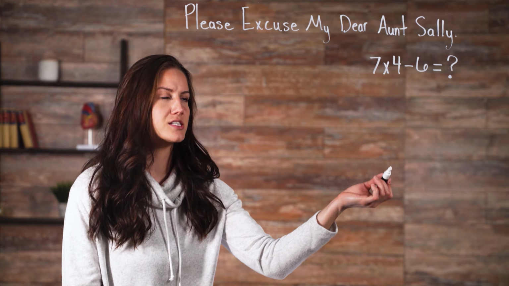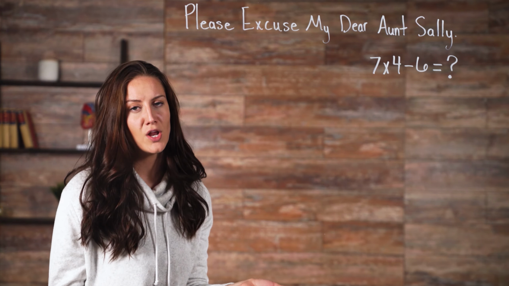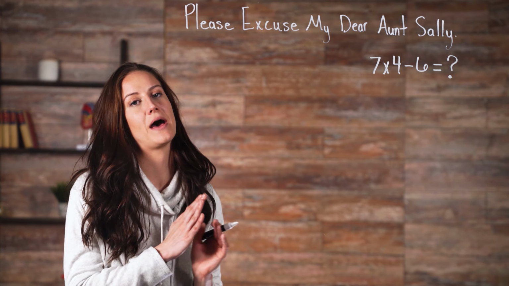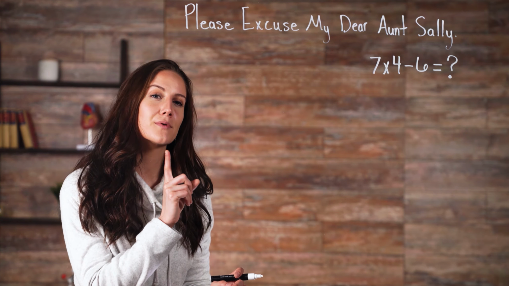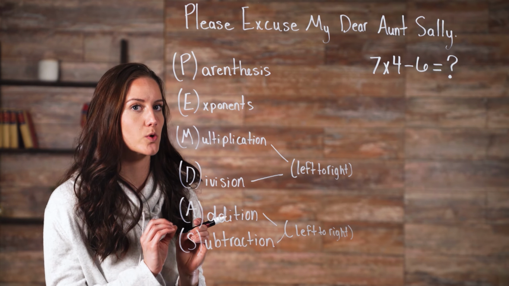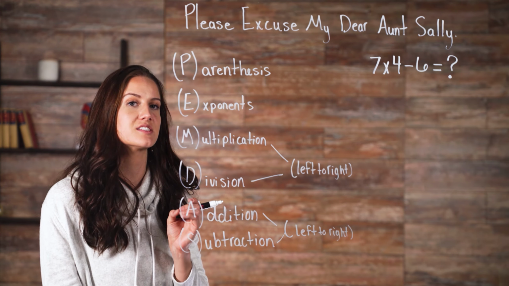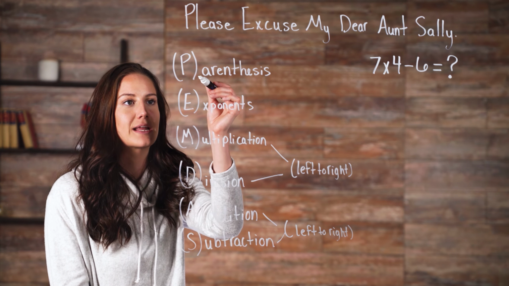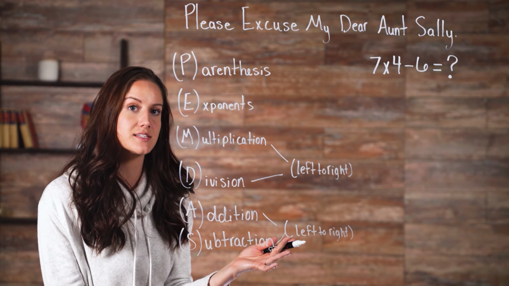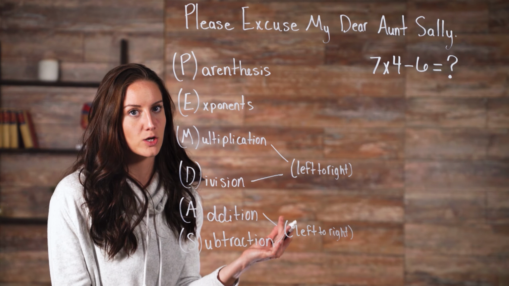Should you start by subtracting 4 minus 6 and then multiplying by 7? No. The order of operations tells us how to solve a math problem. And this brings us back to Aunt Sally. Operations have a specific order, and this is what Please Excuse My Dear Aunt Sally helps us to understand. It's an acronym, PEMDAS, that tells us in which order we should solve a mathematical problem.